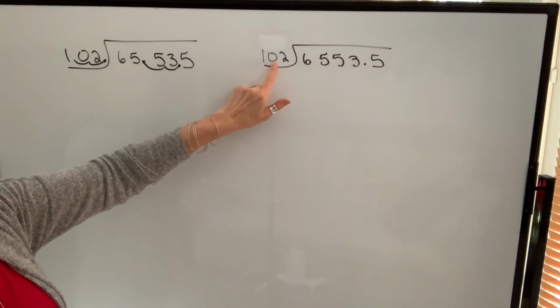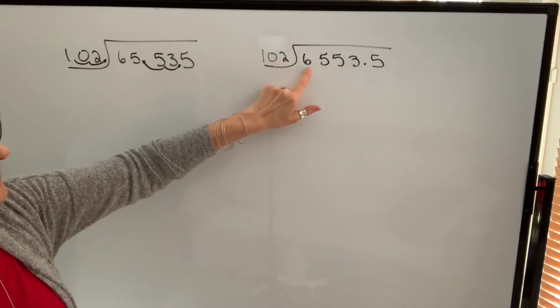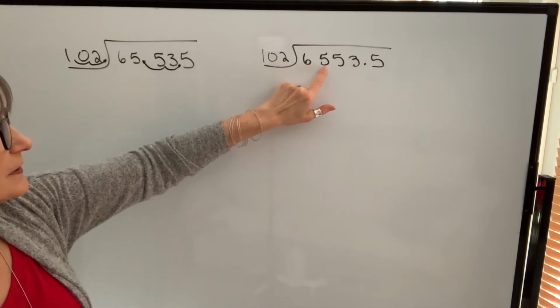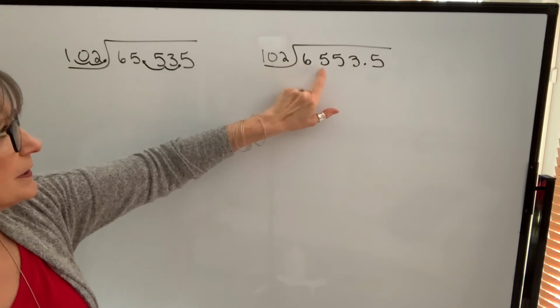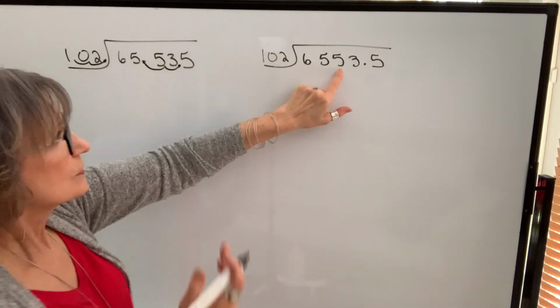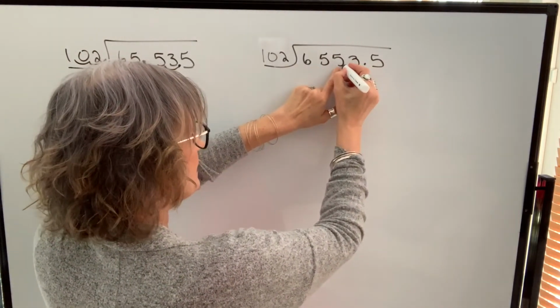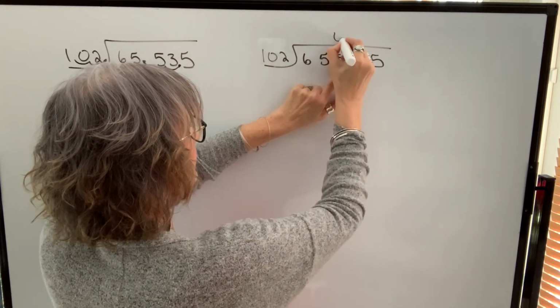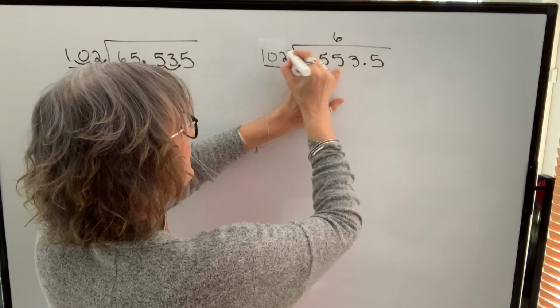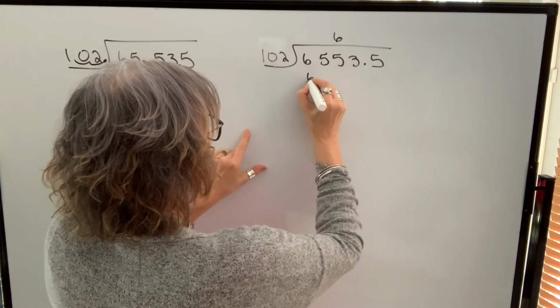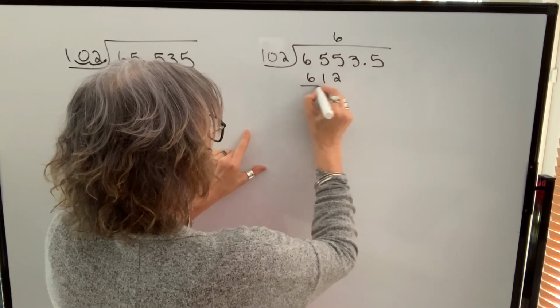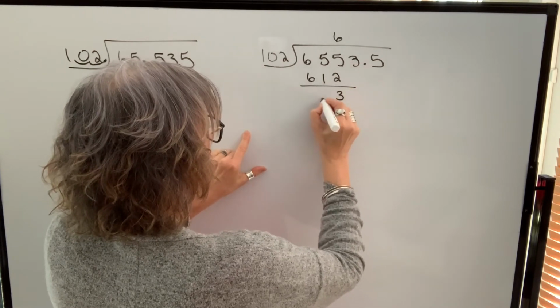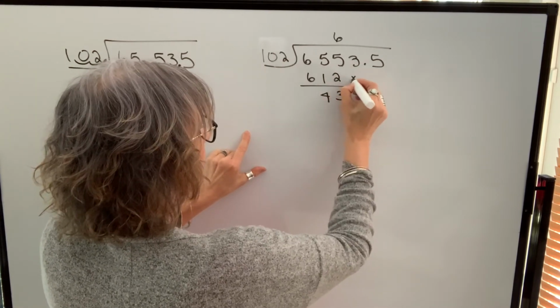So we start off with, does 102 divide into 6? No. 65? No. 655? Yes. So I put my quotient above the last digit. 102 goes into 655 6 times. Then I multiply 6 times 102, which will be 612. Subtract. Bring down the next digit.